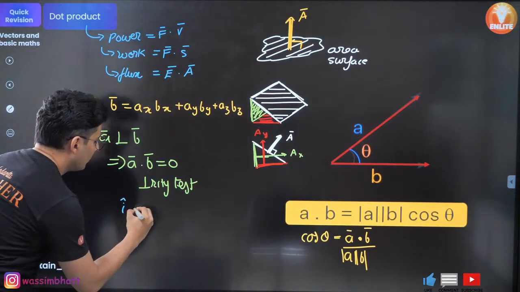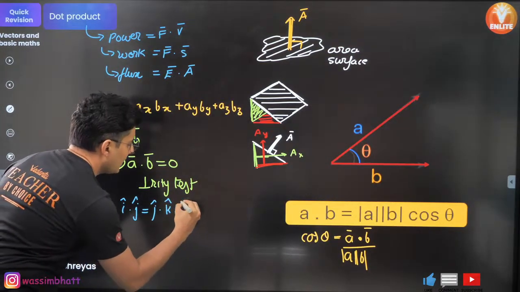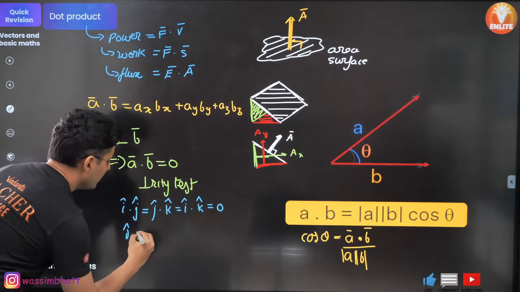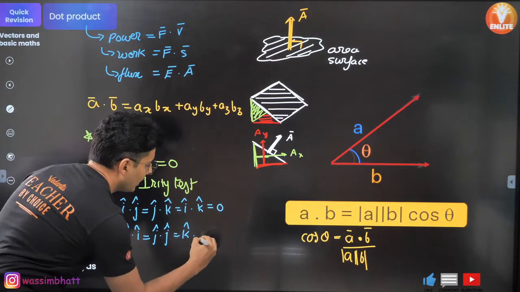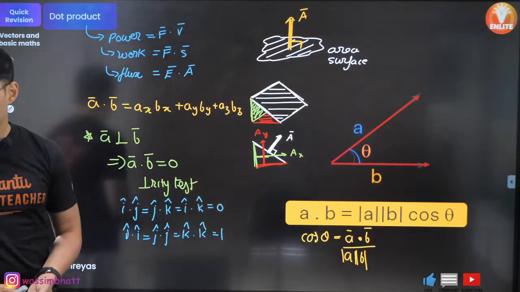So you should know these things, and obviously other things are very obvious, like I dot j, which is equal to j dot k, which is equal to I dot k. All these things will be 0, but I dot I, which is equal to j dot j, which is equal to k dot k, this is all equal to 1. Okay, great.